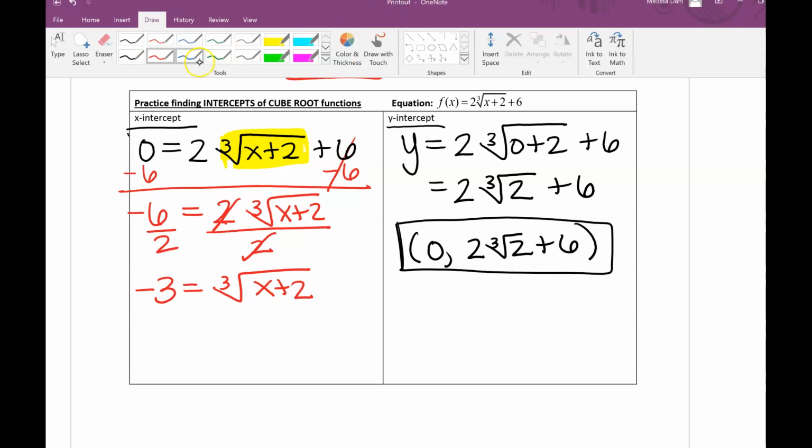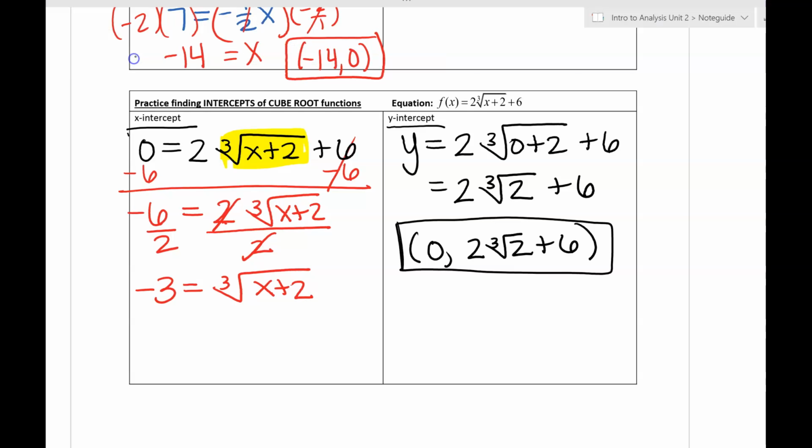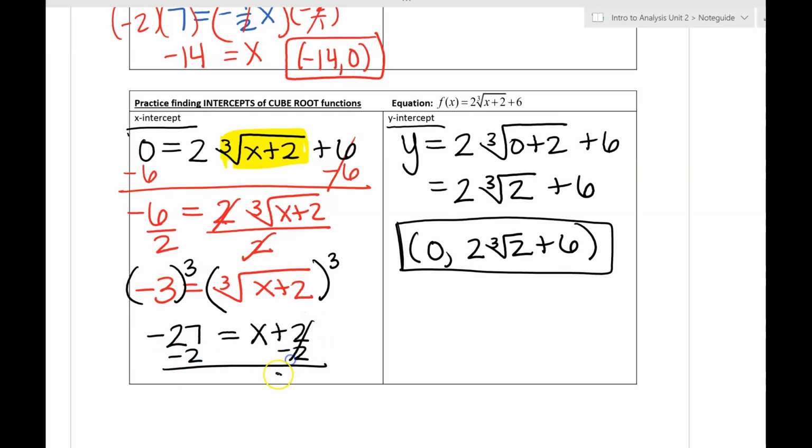Now, how do I get rid of a cube root? When I was cubing, I used the cube root to cancel it. Now that I have a cube root, I'm going to cube. That would cancel the radical, leaving just the expression inside of it, but I must also do that here. Negative 3 times negative 3 times negative 3 is negative 27. And then I finish solving for x and get negative 29. So my x-intercept here is negative 29, 0. And again, I don't need to check this one. You can, but you don't need to because it doesn't have the same properties as a square root function.